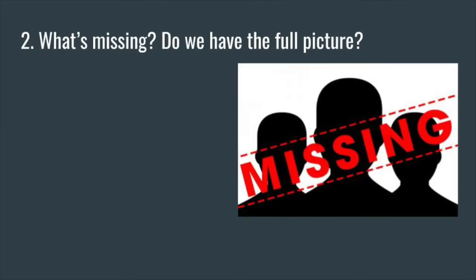Question 2: what's missing, and do we have the full picture? There are multiple ways that information can be excluded from the article, whether it be certain variables that they did not include, such as to cause a skew in the results. This is important to ask ourselves when we're reading the article, because if they are neglecting to include certain information, that may bring into question the judgment of the author, or whether they're trying to force us to believe a certain way about the information presented.